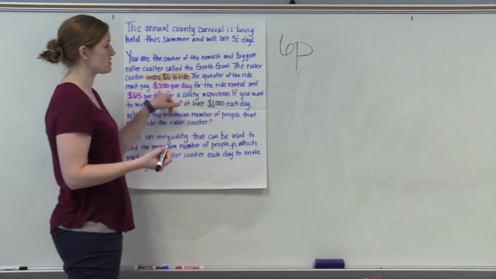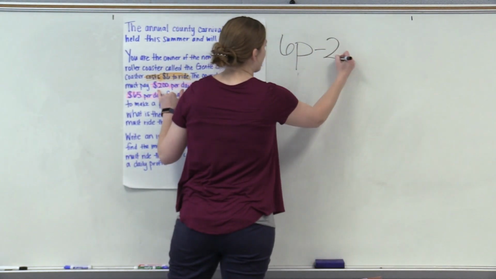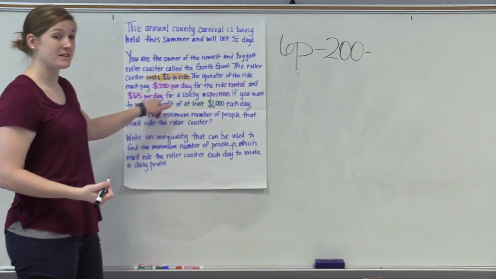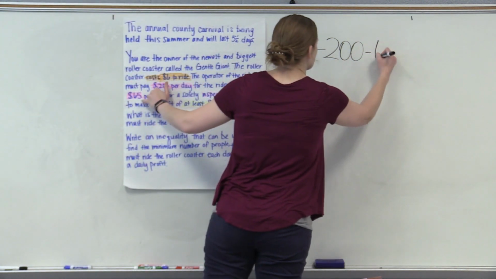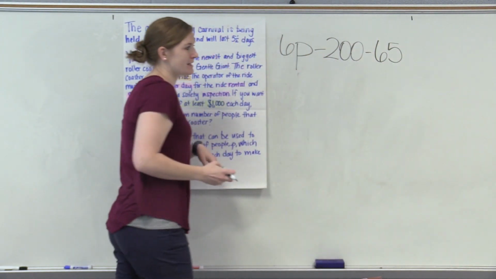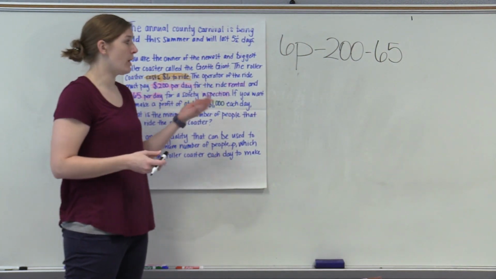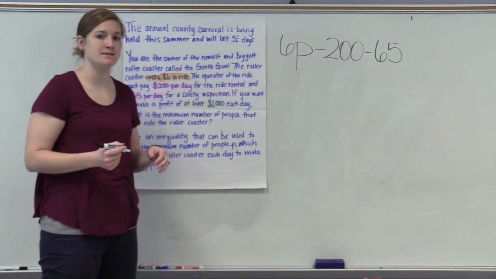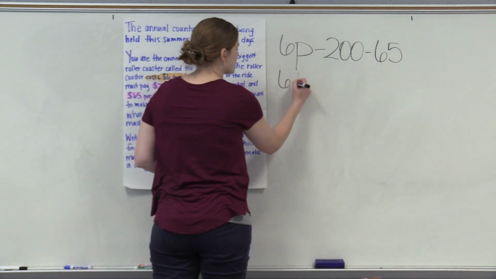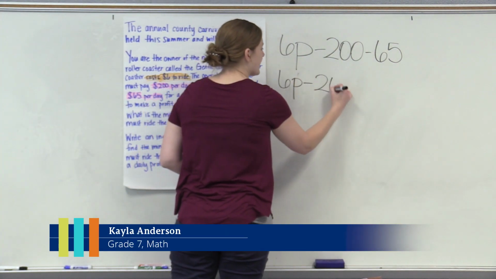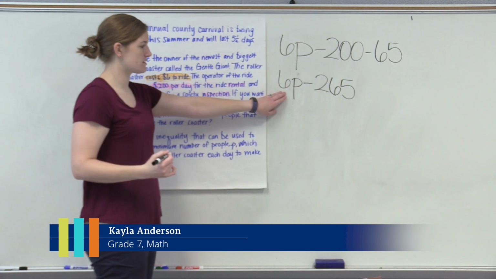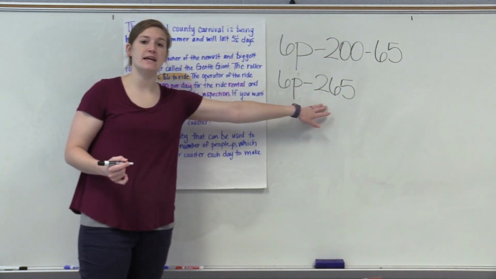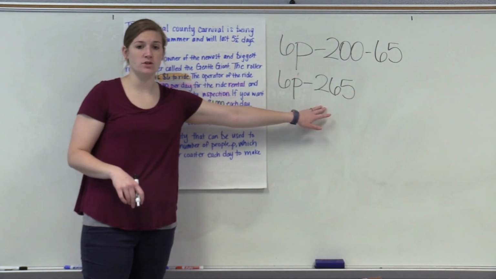So the first daily expense was the $200 per day. So we're going to be subtracting 200. And then we also have to subtract the other daily expense of 65. So 6P minus 200 minus 65. Now we can go ahead and simplify that and clean it up a little bit. By combining like terms and simplifying things here, we know that we have 6P, which is $6 for every person that rides the ride, but we have to subtract those daily expenses of $265.